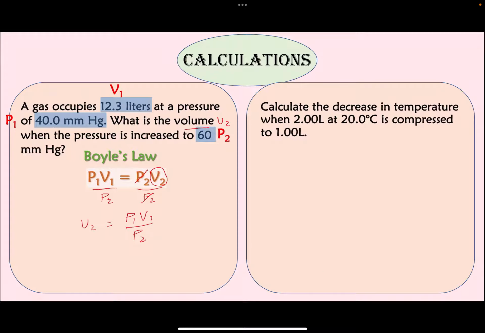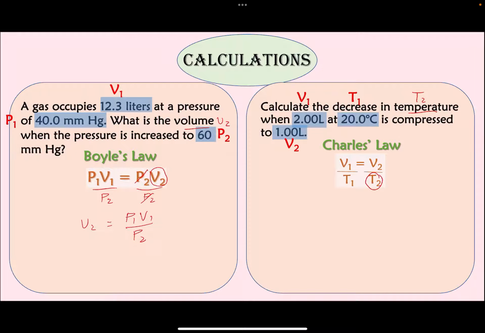So here's another example. Calculate the decrease in temperature when 2 liters at 20 degrees Celsius is compressed to 1 liter. So 2 liters is your initial volume, 20 degrees Celsius is your initial temperature, and 1 liter is your final volume. So it's asking to find the final temperature. That means we are looking at the relationship between volume and temperature, which is going to be your Charles's law. And we are looking for the final temperature.